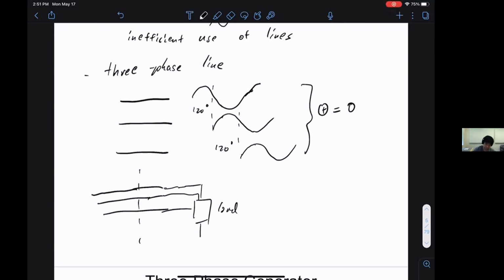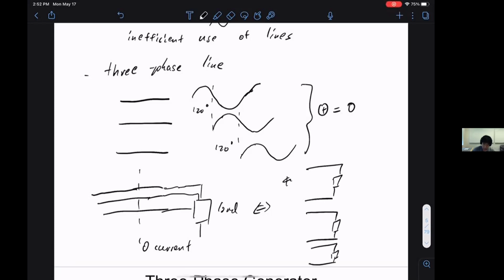so if you do it this way, there's a 0 current on this plane. Okay, there's 0 current on the plane. So this is equivalent to a system where you have this, and this. Okay? So you save wires, right? So you save wires.